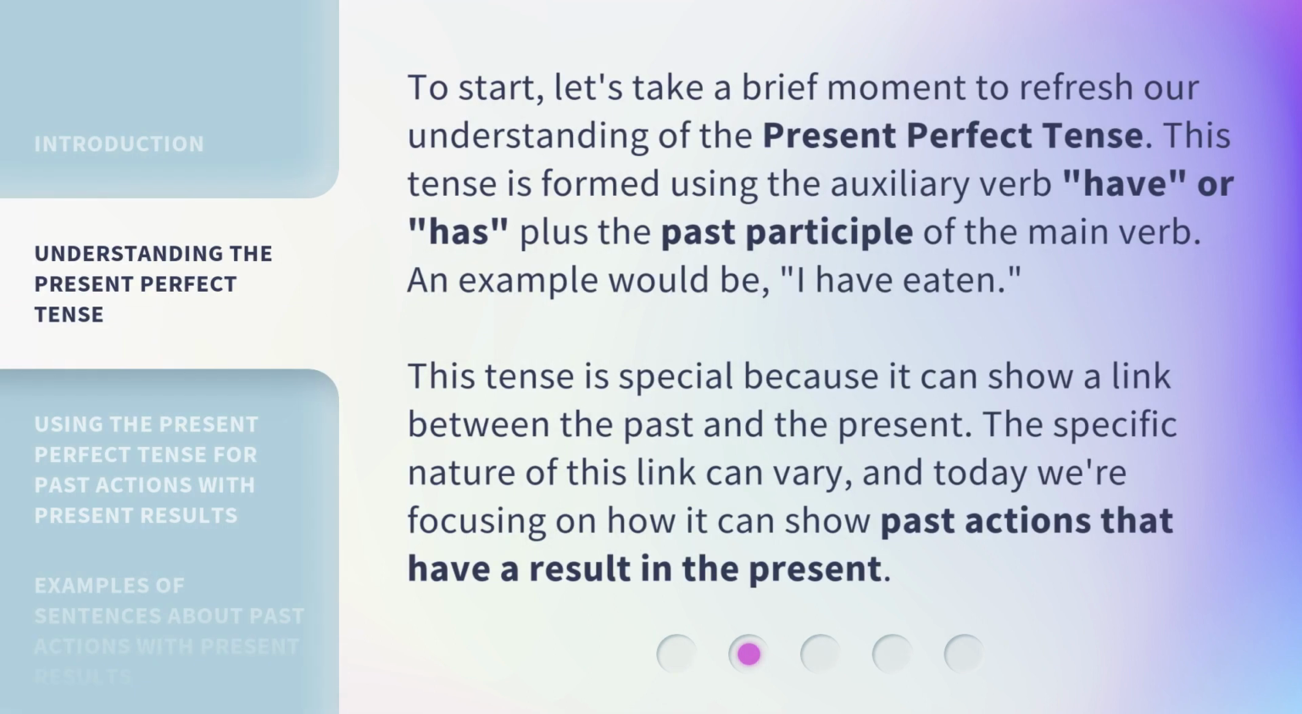To start, let's take a brief moment to refresh our understanding of the present perfect tense. This tense is formed using the auxiliary verb have or has plus the past participle of the main verb. An example would be, I have eaten. This tense is special because it can show a link between the past and the present. The specific nature of this link can vary, and today we're focusing on how it can show past actions that have a result in the present.